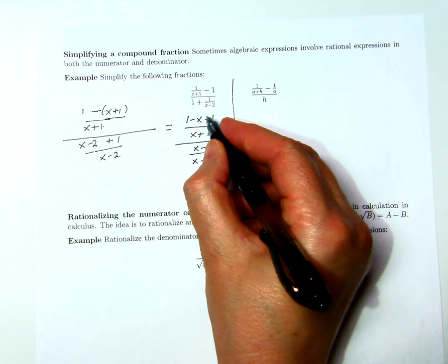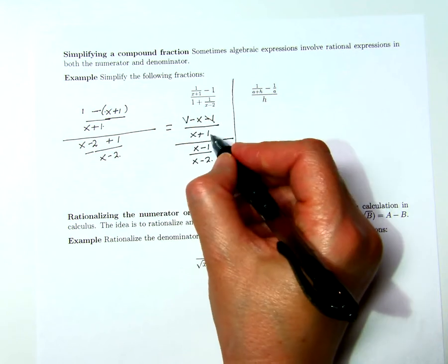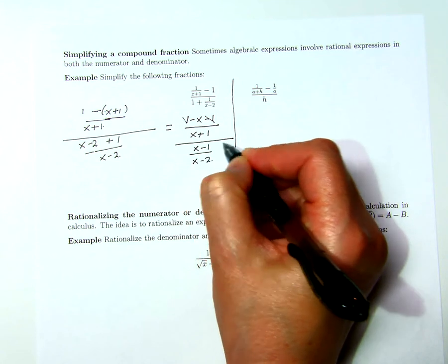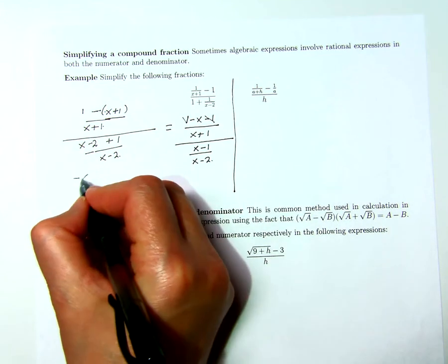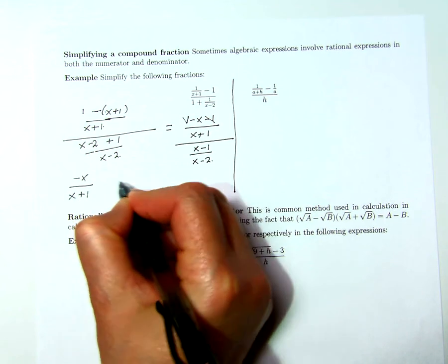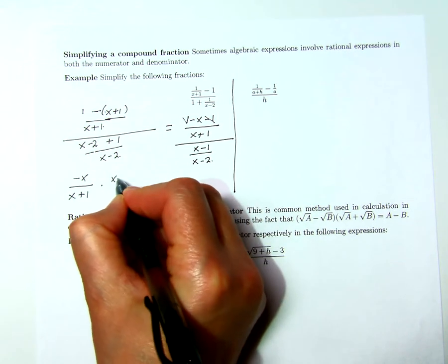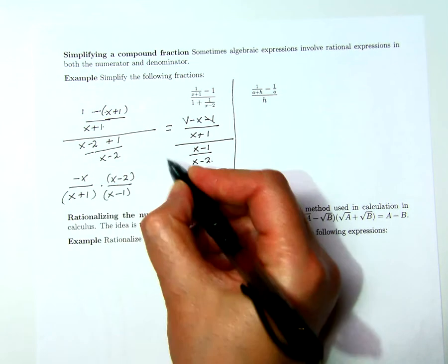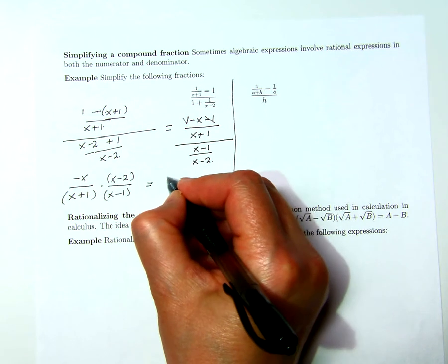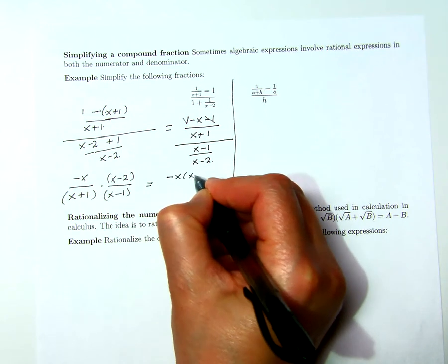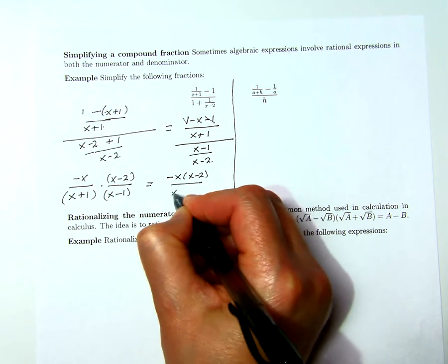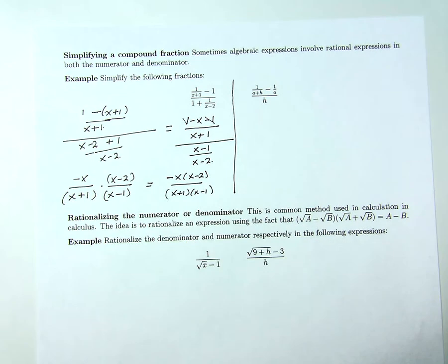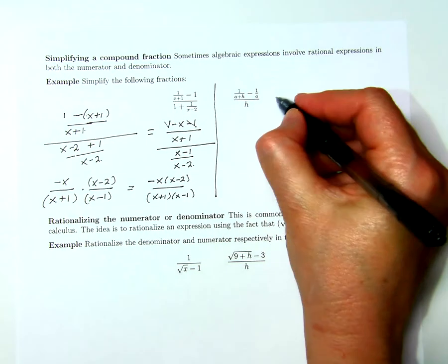Now, these 1's cancel, so I have minus x over x plus 1 over x minus 1 over x minus 2. Now I invert this fraction, and I have minus x over x plus 1 times x minus 2 over x minus 1. And that's equal to minus x times x minus 2 over x plus 1 times x minus 1, and of course I could write this as x squared minus 1 if I felt like it.